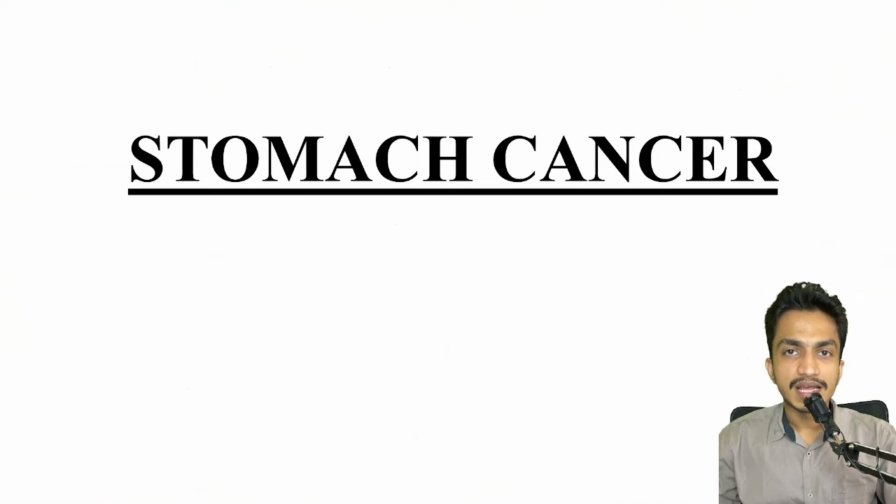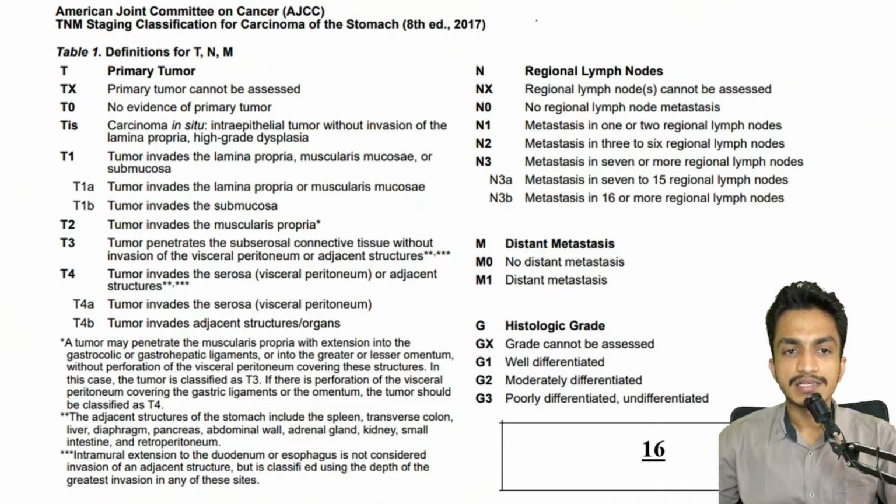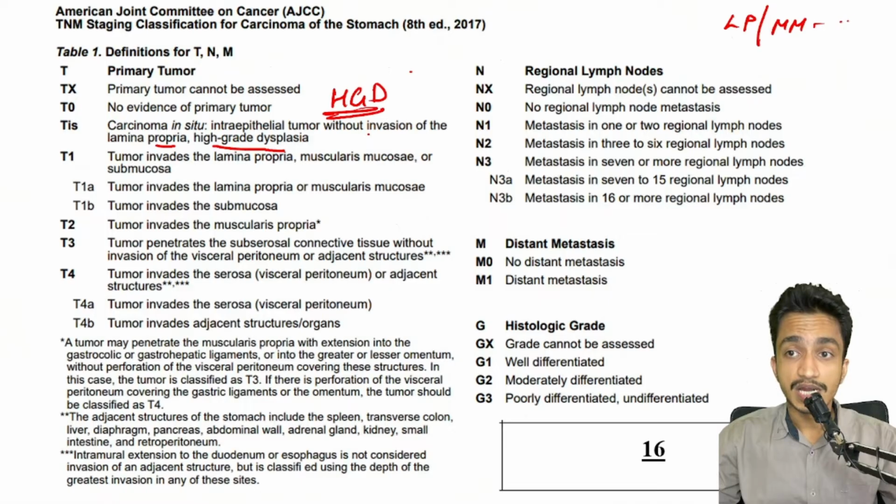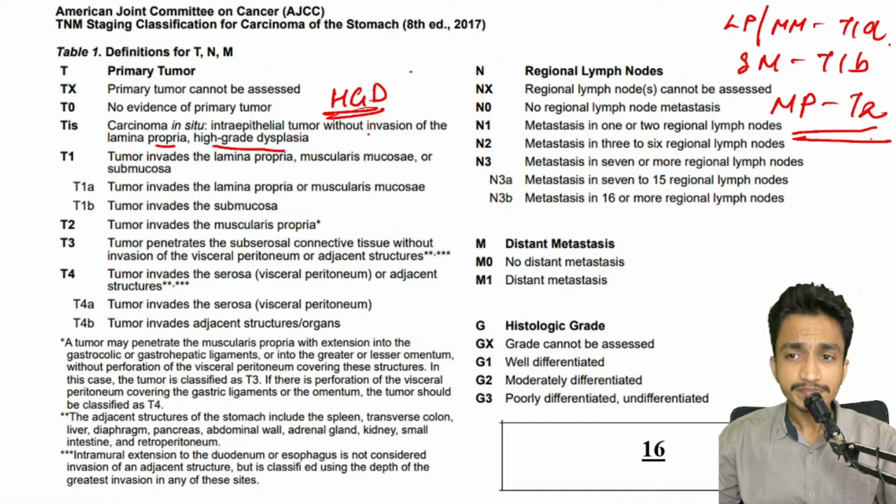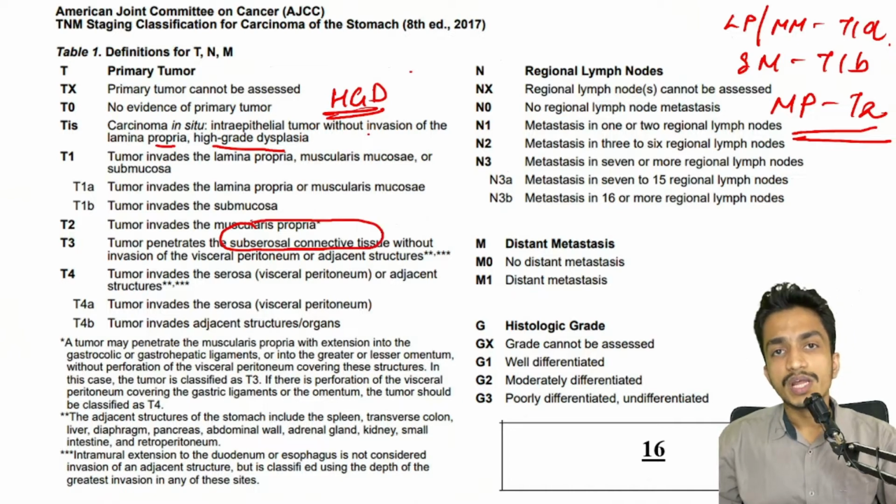Now coming to gastric cancer or stomach cancer, almost similar, that is if it is limited to the lamina propria without invading into it, there is a high grade dysplasia, then it is a TIS. Now if it enters into lamina propria or muscularis mucosa, it is T1A. If it has entered into submucosa, it is T1B. If it is entering into muscularis propria, it is T2. Now after this, as the stomach has serosa, if it is invading into the subserosal connective tissue, without invasion of the surrounding adjacent structures, then it is T3.